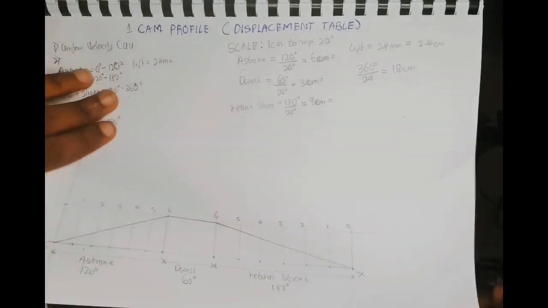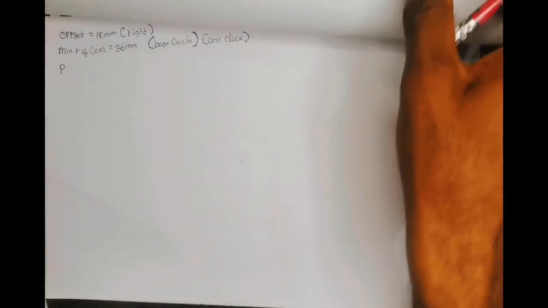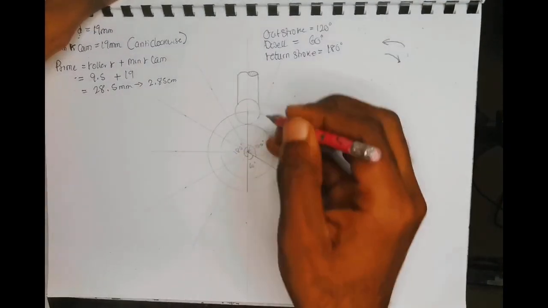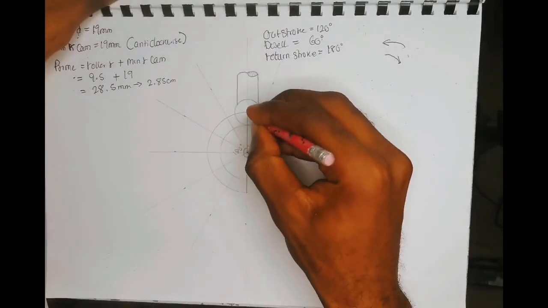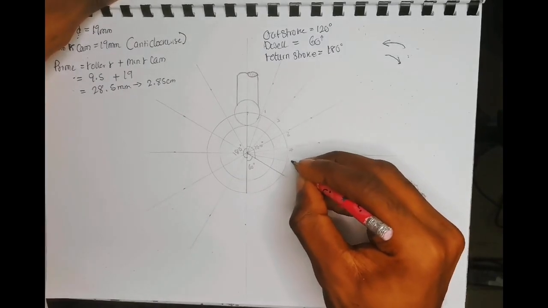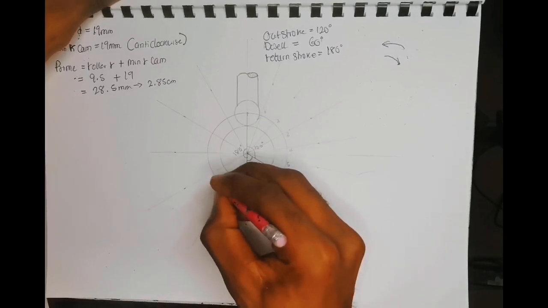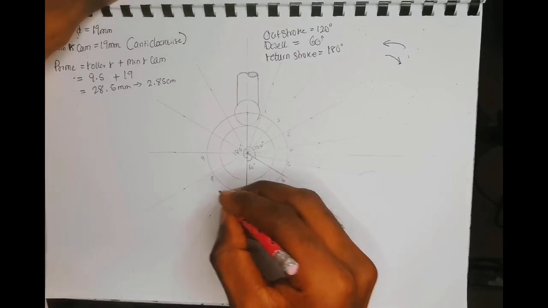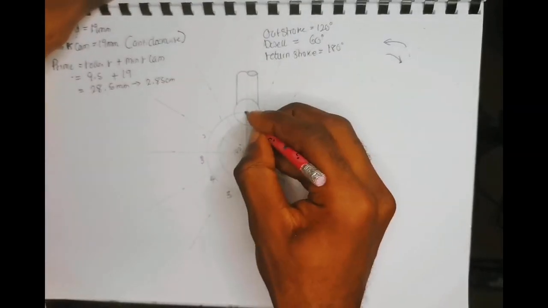Now let's also label the cam drawing. This is 0, is moving clockwise. So this is 0, this is 1, this is 2, this is 3, 4, 5, 6, this is 6, 7, 8, 9, 6, 5, sorry, 4, 3, 2, 1, same 0.